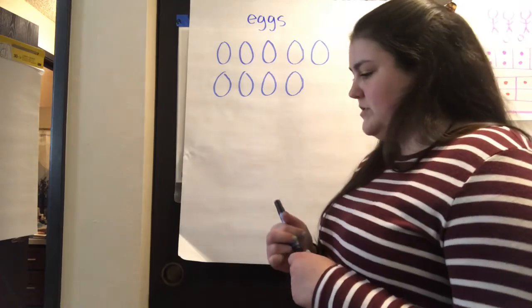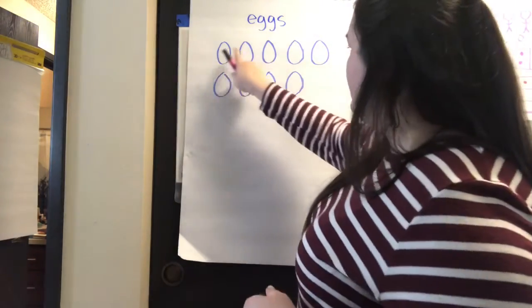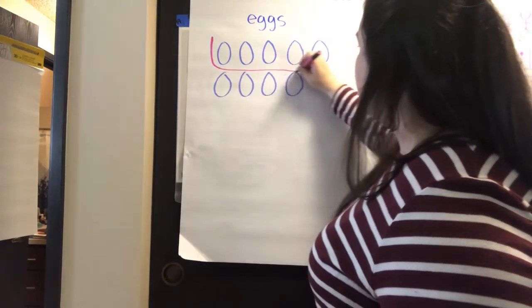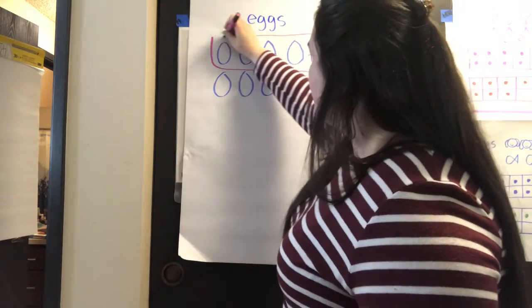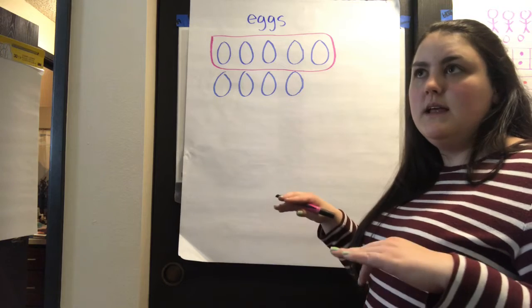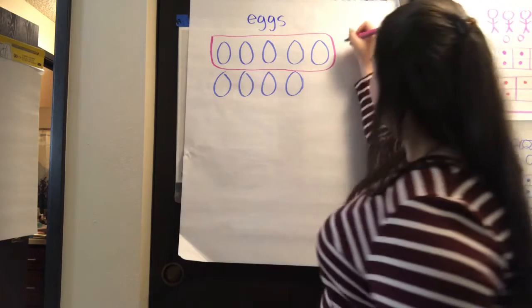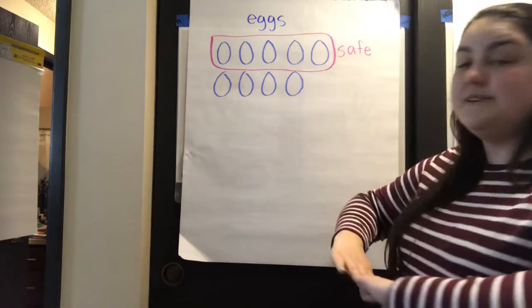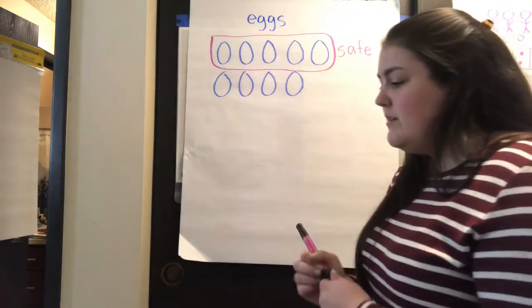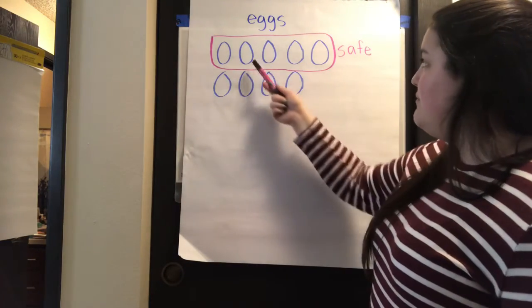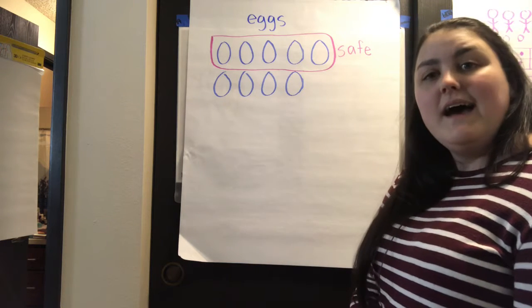So I'm going to put a circle around 5 of the eggs. 1, 2, 3, 4, 5. And I'm going to write safe, S-A-F-E. These eggs are safe. So if we know that there's 9 eggs and 5 of them are safe, how many are broken?